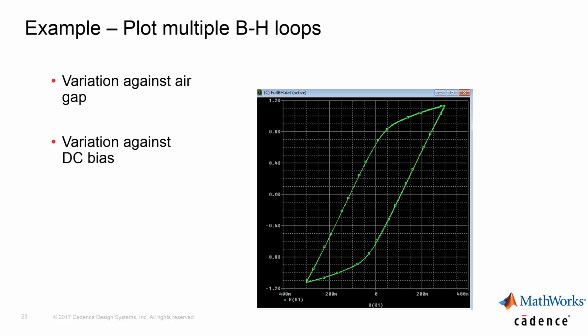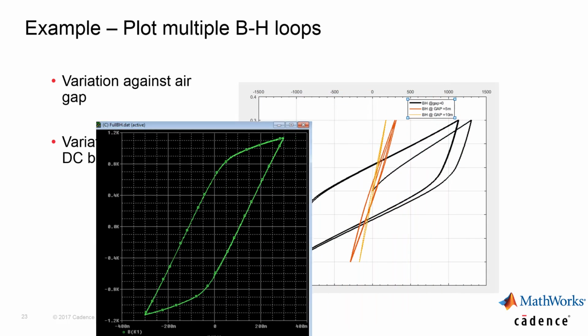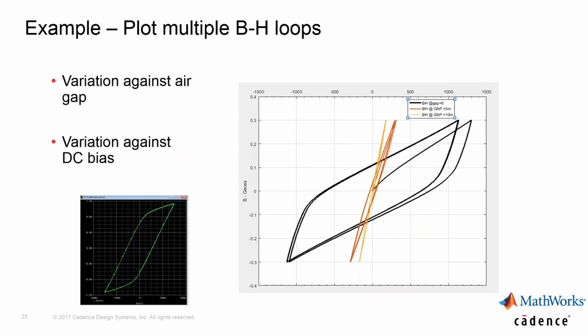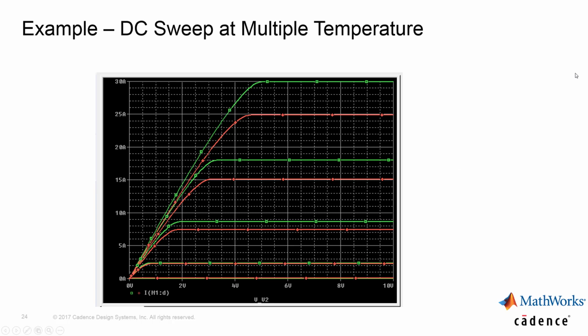So this example shows you how you can plot multiple BH loops with a variation against air gap or a DC bias voltage. So example over here shows you on the left-hand side is a run in PSpice with a single BH loop, or you can view the same results with a 3D view over here, varying gap equals to 0, gap equals to 5 mil, or gap equals to 10 mil.